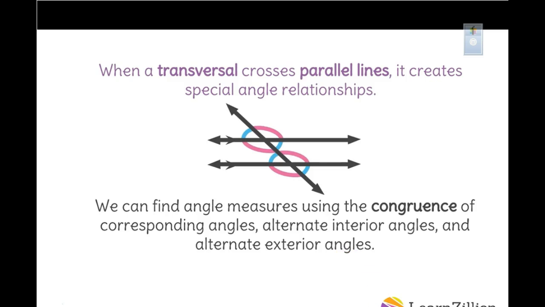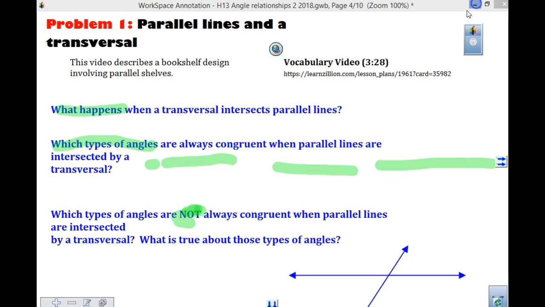So when we are taking a look at ours, as we looked at our picture, what happens when a transversal intersects parallel lines? That was our first question. So one of the first things that we are going to look at is when we take that transversal and it intersects these two parallel lines. So this one, our transversal is this line.